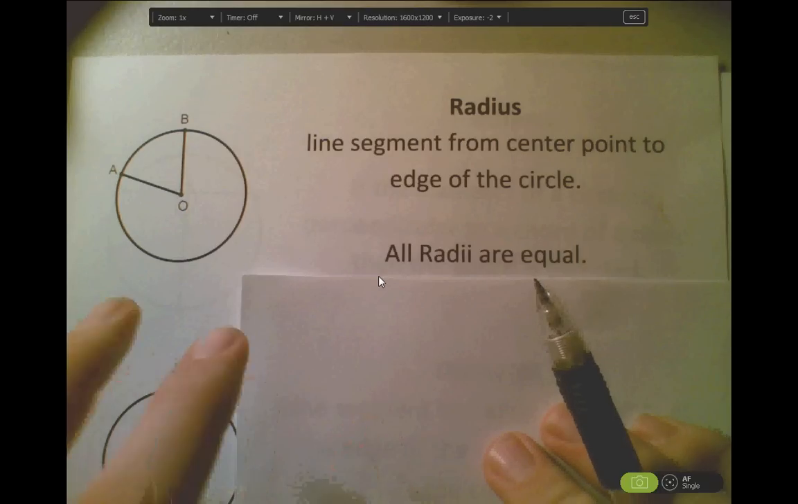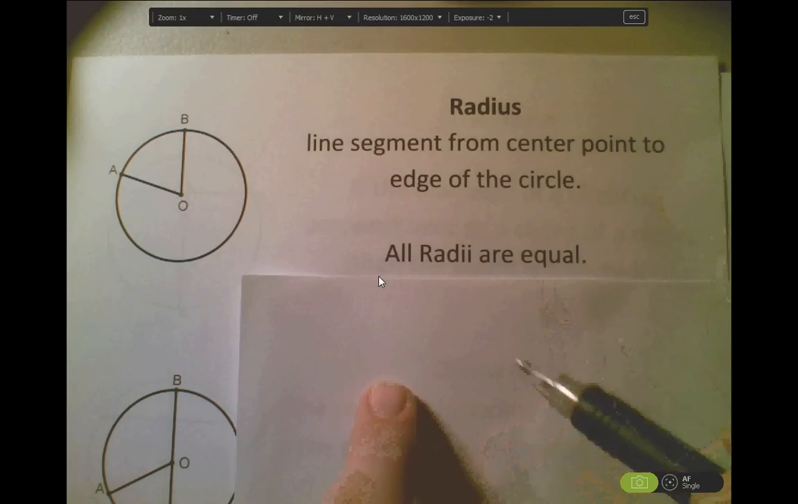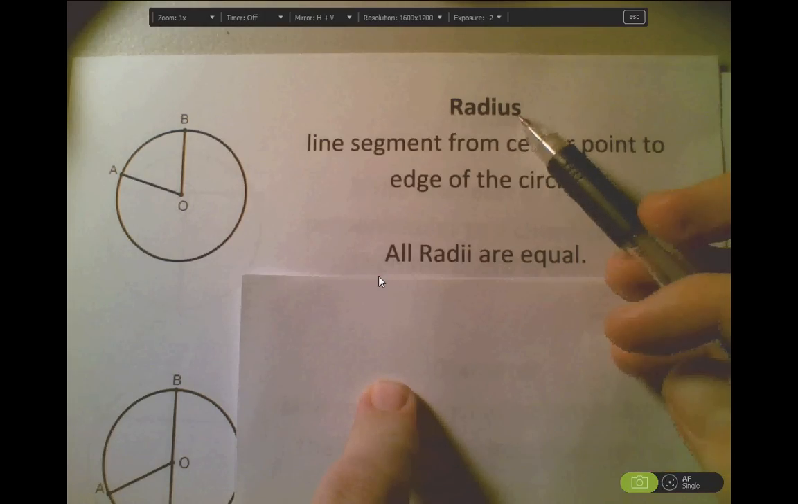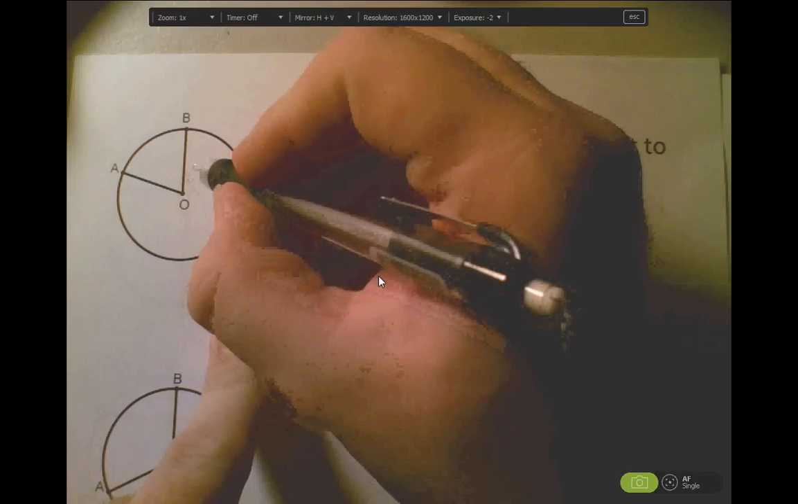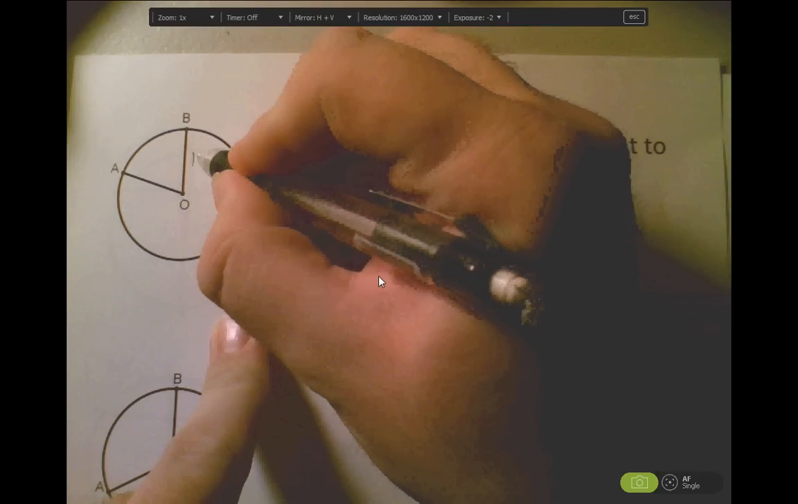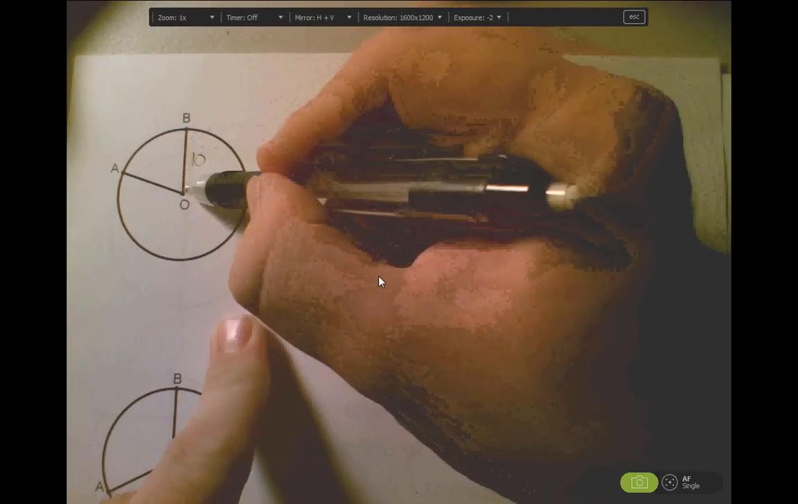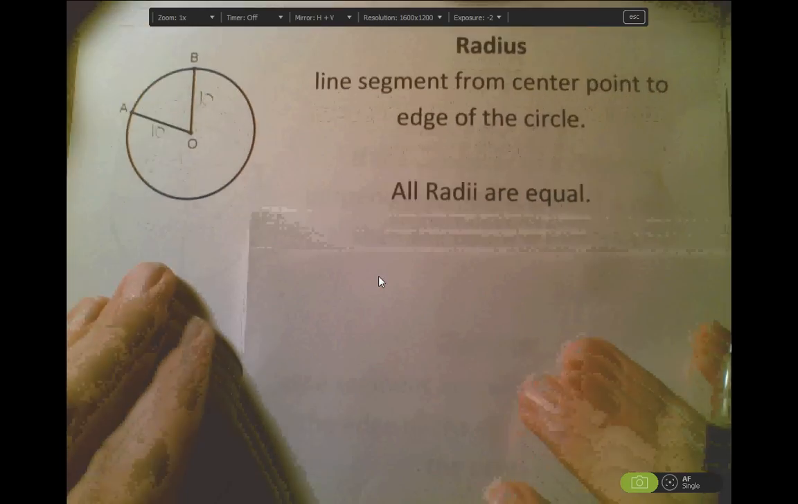First of all, let's make a little note. Radii is the plural for radius. When I'm talking about all radii being equal, if I said BO was 10, BO is a radius, so therefore since BO is 10, AO is also going to be 10.